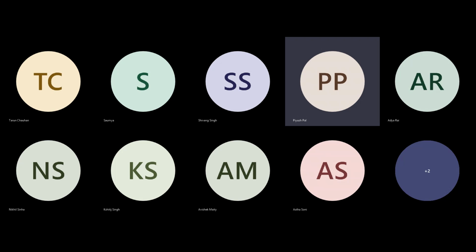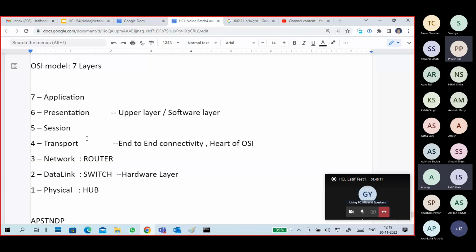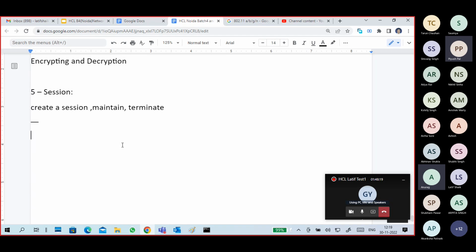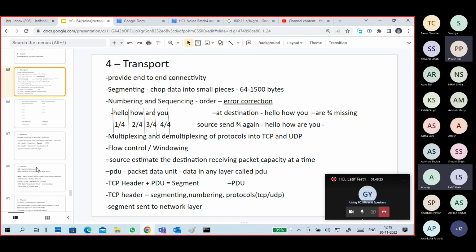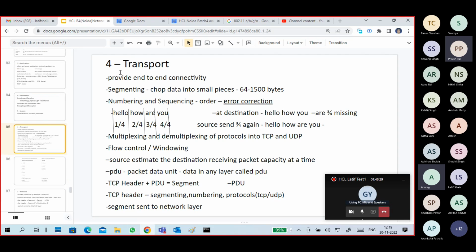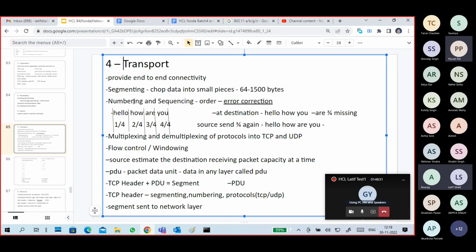And we discussed the first three layers, the upper layers: application layer, presentation layer, and session layer. The remaining are the transport layer, network layer, data link layer, and physical layer. We'll see today the transport layer. What is a transport layer?